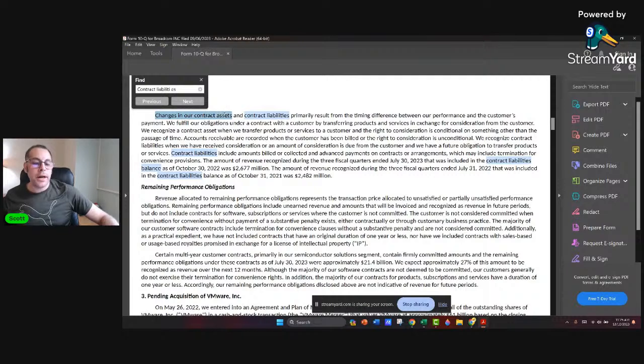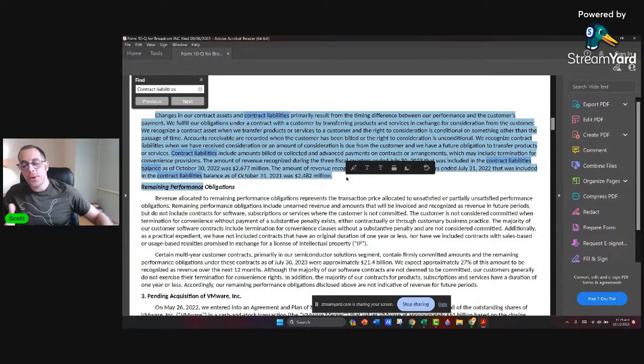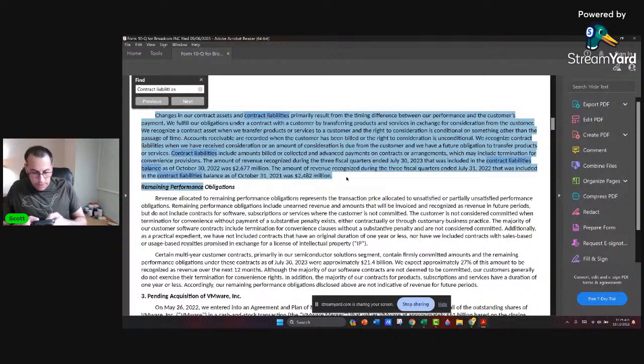It's changes in our contract assets and contract liabilities. It's a timing difference between our performance and the customer's payment. So they have a contract, so maybe they have to deliver. Let me see what I wrote down, because it'll make it easy for me to explain. Contract liability is recognized when a customer prepays consideration or owes prepayment to an entity according to the terms of the contract. The liability is removed when the entity satisfies its obligation.